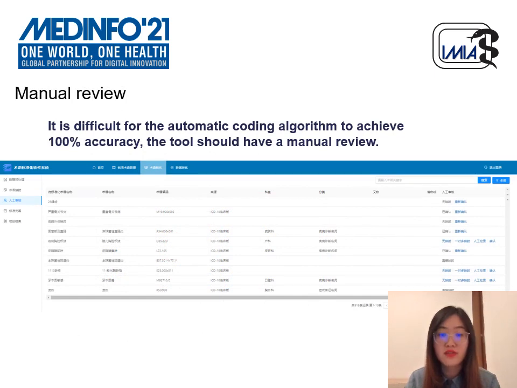The third part of the method is the manual review. It is difficult for the automatic coding algorithm to achieve 100% accuracy. The tool should have the manual review.